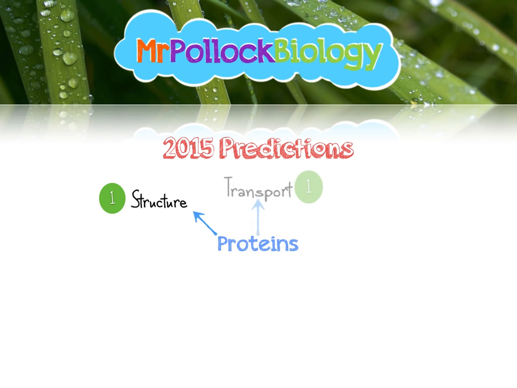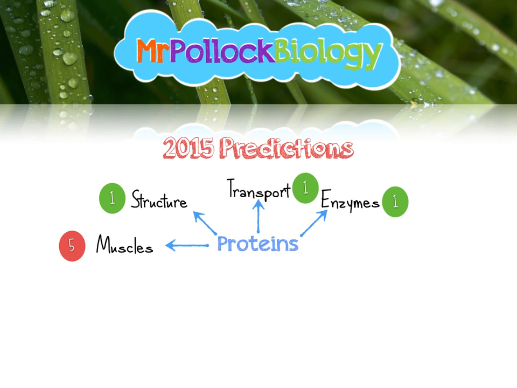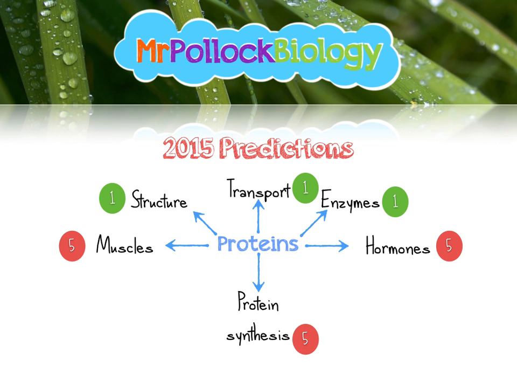You could talk about transport across the membrane, active transport and facilitated diffusion, remember, they both require carrier proteins. You can talk about enzymes, which is a huge topic from Unit 1. You can also talk about actin and myosin in Unit 5 from the muscular contraction topic. You could talk about hormones from Unit 5 as well. You could talk about how polypeptides are synthesized from Unit 5.